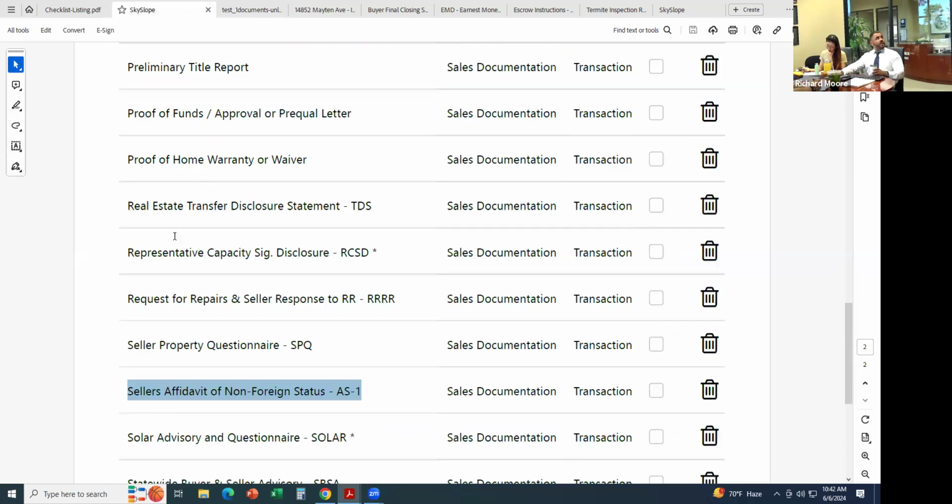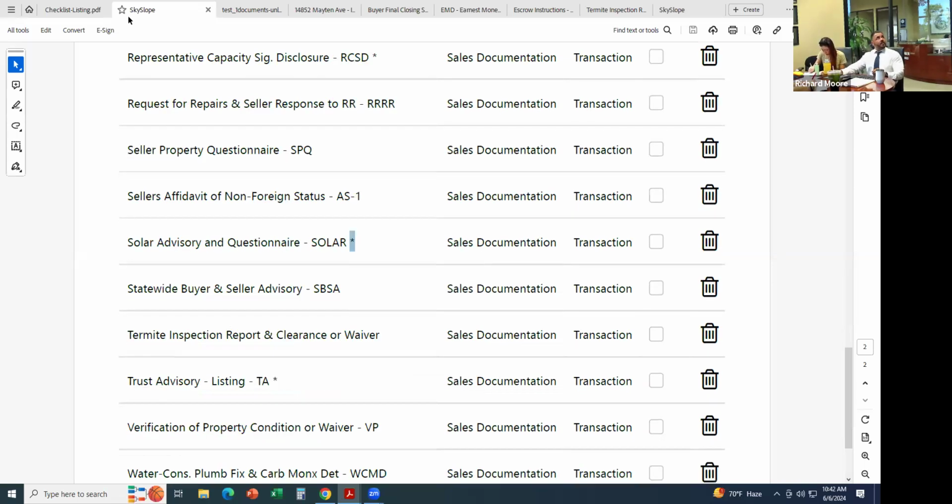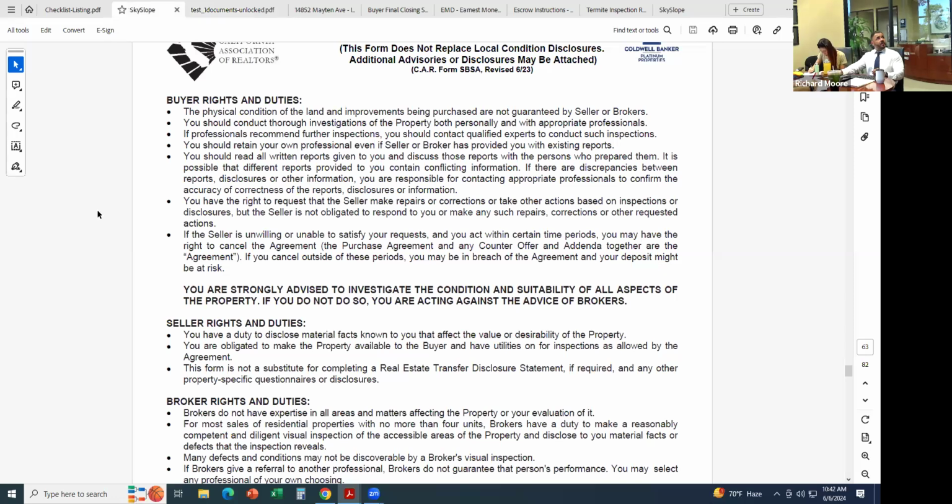So the next form is one we added, the solar advisory and questionnaire. This is if applicable, if the property has solar panels. This is required, and it is going to be provided by the listing side. I don't have that on the checklist here, on the samples here.